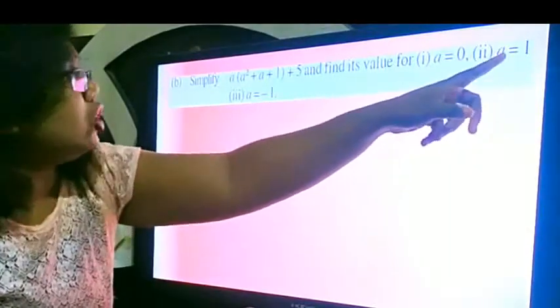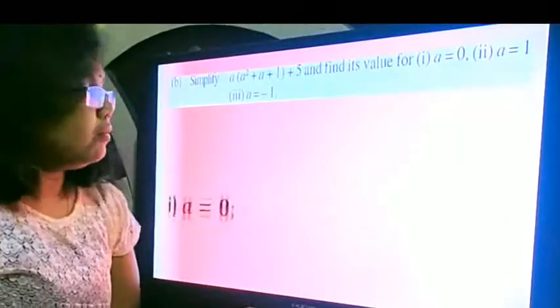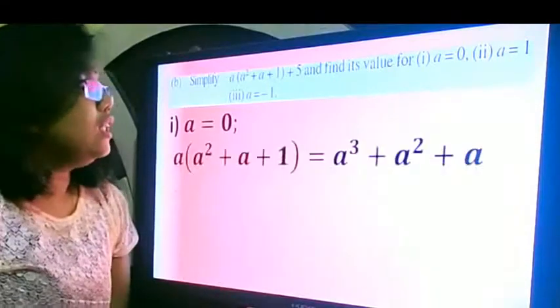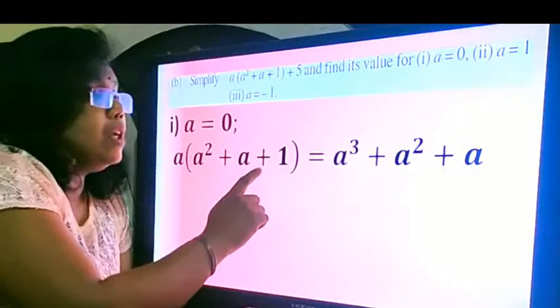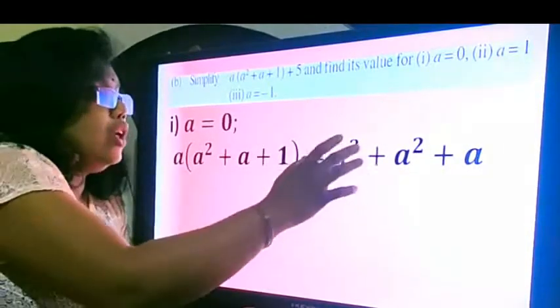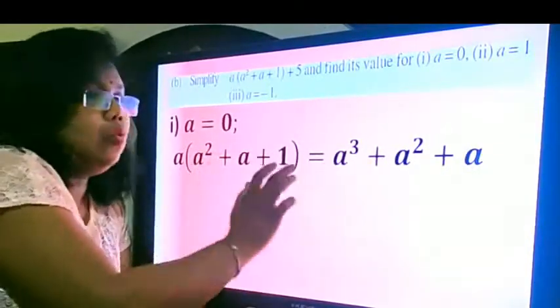Now in the next one again we have to simplify and find the value for a equals 0, a equals 1 and a equals minus 1. So first a is equal to 0, and then the simplification of the expression that is given: a in bracket a squared plus a plus 1. So a into a squared, a cubed, a into a squared, a squared, a into 1, a.